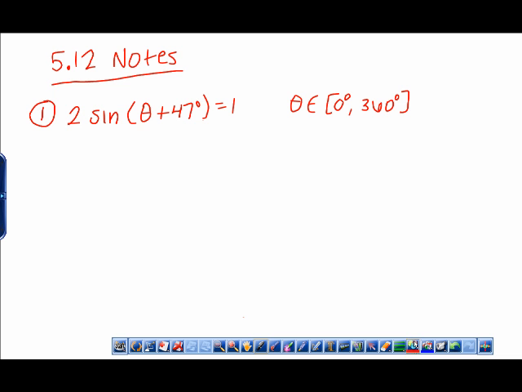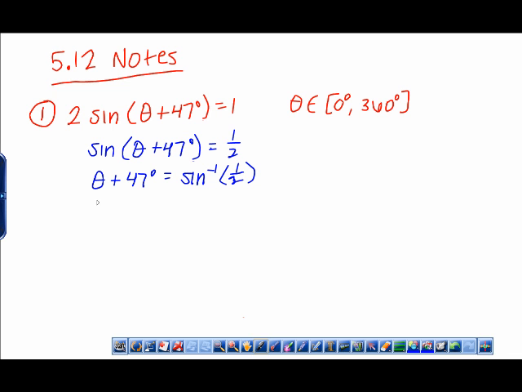Okay, so as I'm looking at this problem, I'm thinking, okay, how do I solve this? There's a lot of formulas that we could use here, but you don't really want to unpack sine A plus B here. What we want to do is divide by 2. We get sine of theta plus 47 degrees equals 1/2. And now I've isolated the sine, so using inverse sine, I have theta plus 47 degrees is equal to arc sine of 1/2. And let's go ahead and start our general solutions. That won't be my final answer, but it is part of the work.